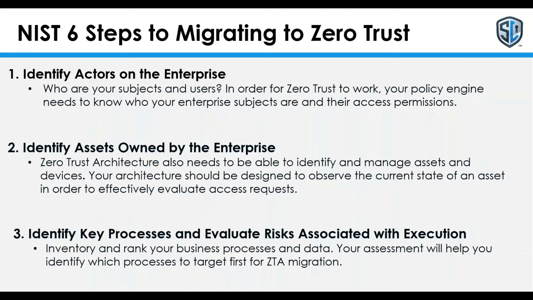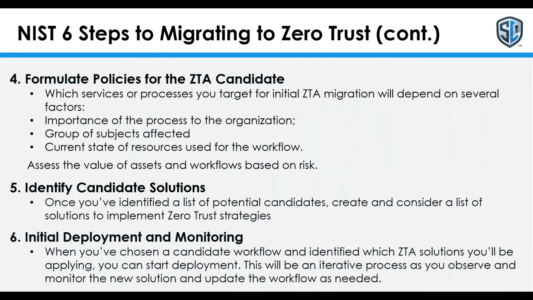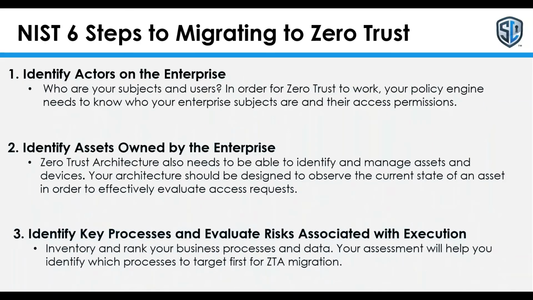Identify key processes and evaluate risks associated with execution. Again, you need to figure out what you do and then figure out how you're going to do it more safely. Yeah, and one thing, if you could go back real quick, it says inventory and rank your business processes and data. Ranking is very important here because what that's going to allow you to do is prioritize, given that this is an iterative process, what absolutely needs to be focused on first. It might seem obvious, but when you're actually trying to start from square one, it's really important to first identify everything and then start ranking them.